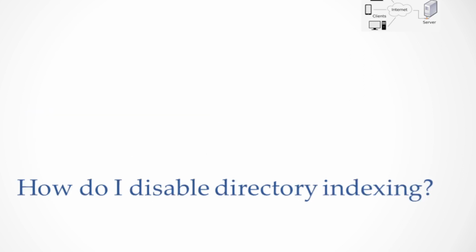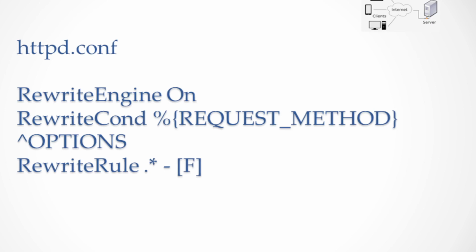How can I disable directory indexing? You can use Options -Indexes in the respective directory, for example Options -Indexes, and then you can disable the directory access.